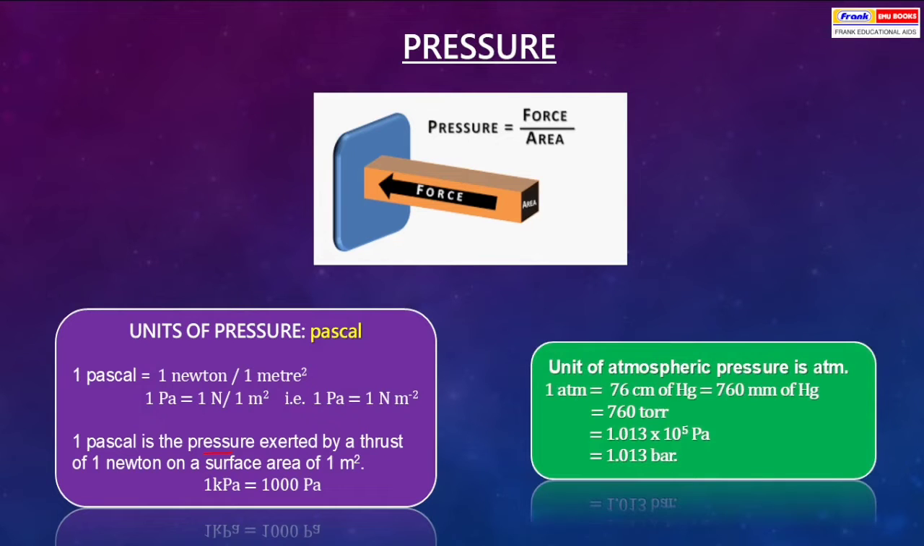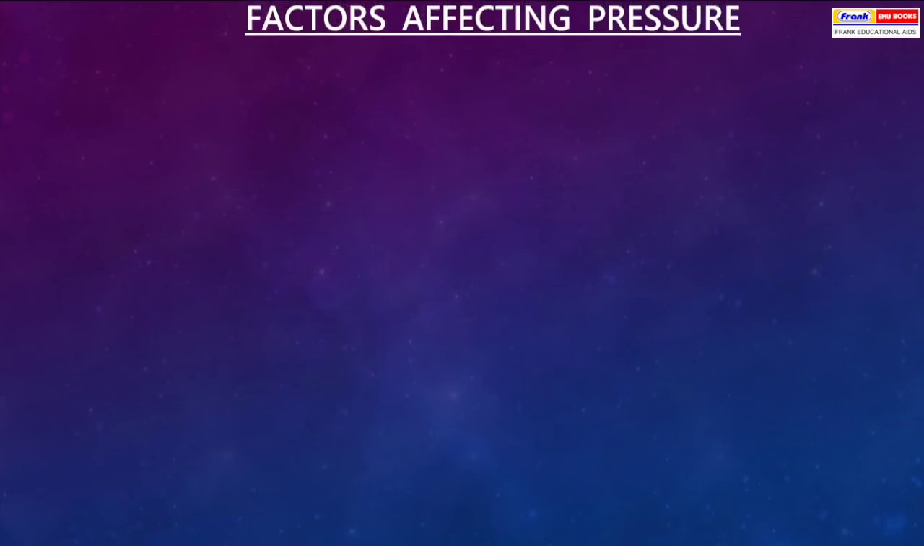The unit of atmospheric pressure is ATM. 1 ATM equals 76 centimeter of Hg, equals 760 millimeter of Hg, equals 760 torr, equals 1.013 into 10 to the power 5 Pascal, equals 1.013 bar.